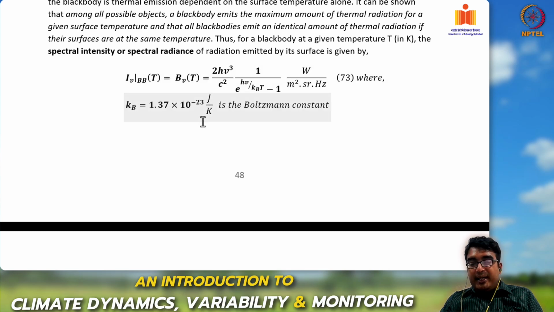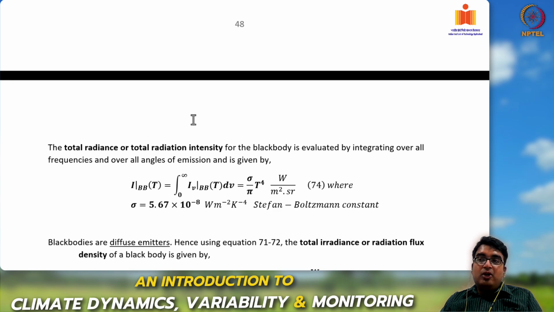We can now integrate this over all frequency bands to get the total black body radiation intensity, or the total radiance. The total black body radiation intensity I for black body temperature T, the lambda term has been eliminated, is the integral of the B nu T term over all frequency bands from 0 to infinity, and this gives us a very straightforward relation of sigma by pi T to the power 4 watt per meter square steradian, where sigma is the Stefan-Boltzmann constant of 5.67 × 10 to the power minus 8 watt per meter square per Kelvin to the power 4.